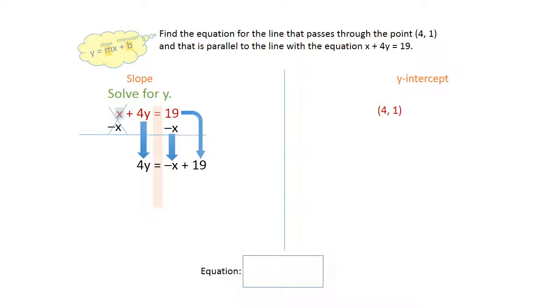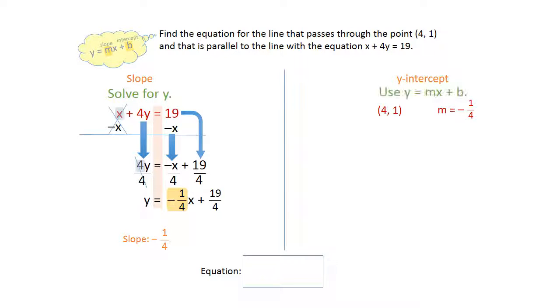Now we have to isolate the y by dividing by 4 in all three places. And that marks the 4's out, and you have y = -1/4 x + 19/4. Nothing simplifies or cancels there. The only reason we did that was so we could pull that -1/4 off and use that on the right hand side of the screen so we can find the y-intercept.